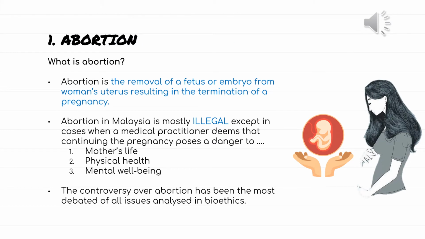First is abortion. The controversy over abortion has been the most debated of all issues analyzed in bioethics. What is abortion? Abortion is the removal of fetus or embryo from a woman's uterus, resulting in the termination of pregnancy. Abortion in Malaysia is mostly illegal except in cases when a medical practitioner deems that continuing the pregnancy poses a danger to the mother's life, physical health, and mental well-being.